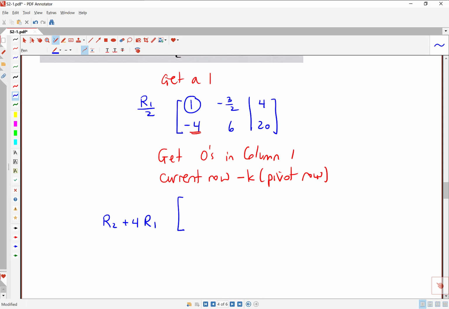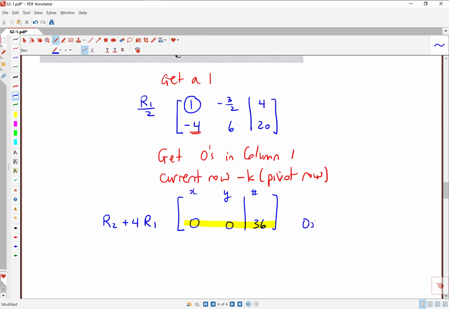So negative 4 plus 4 times 1 gives us 0. 6 plus 4 times negative 3 halves gives us 0. And then over on the right side, 20 plus 4 times 4 gives us 36. So something strange has happened here, and I'm just going to write up the names of the variables so that we can talk about this bottom row of the matrix. So let's translate that into an equation.